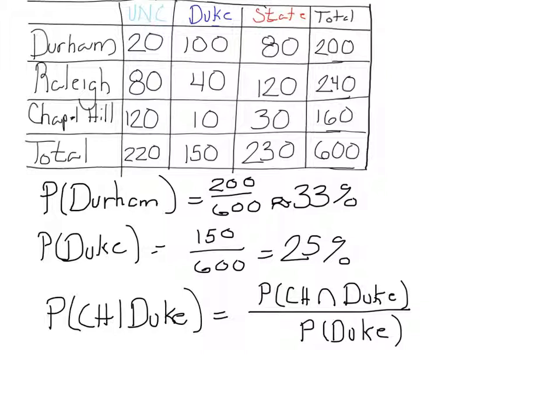So let's think about that. Let's look at the top part first, the probability that I'm from Chapel Hill and I'm a Duke fan. So here's my Chapel Hill, and I know that there are 10 people from Chapel Hill who are Duke fans, and there are 600 people overall. So I'm going to do 10 over 600. So that's a fraction within a fraction. Now let's do the bottom part. Then what's just the general chance that I'm a Duke fan? So the chance that I'm a Duke fan is 150 over 600.